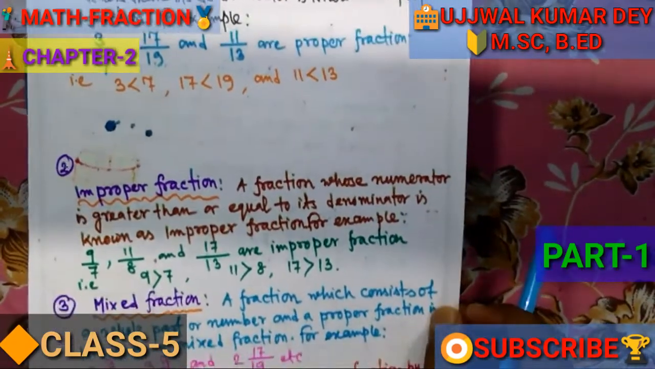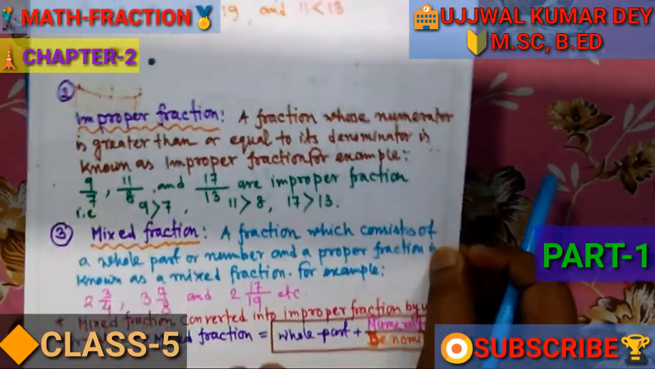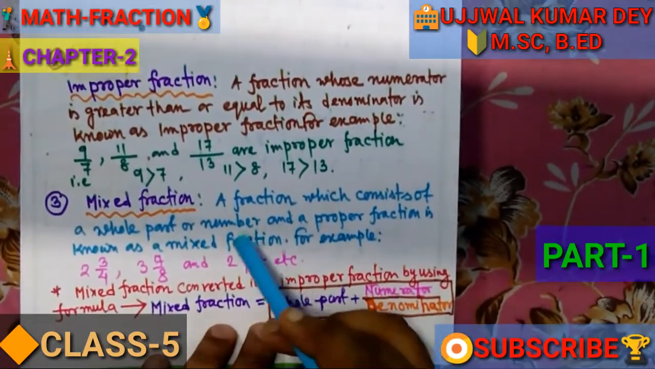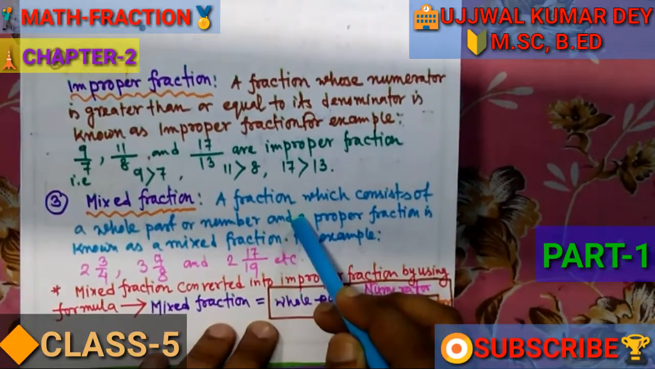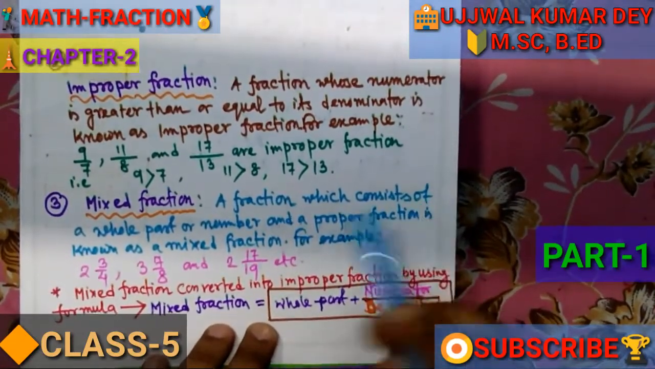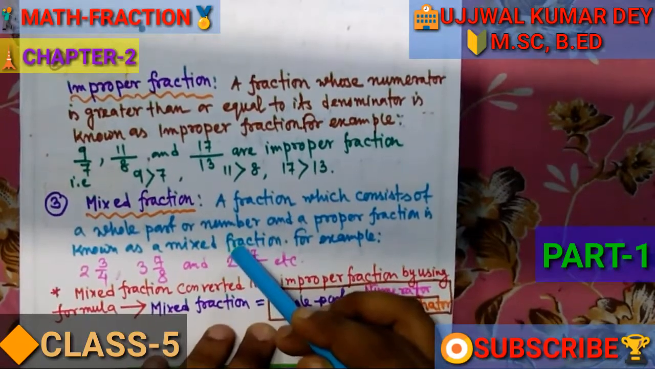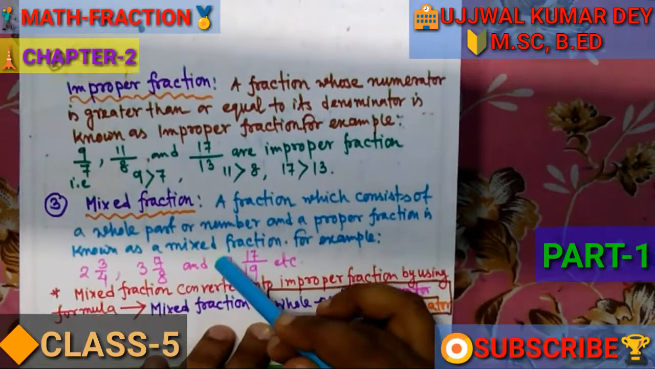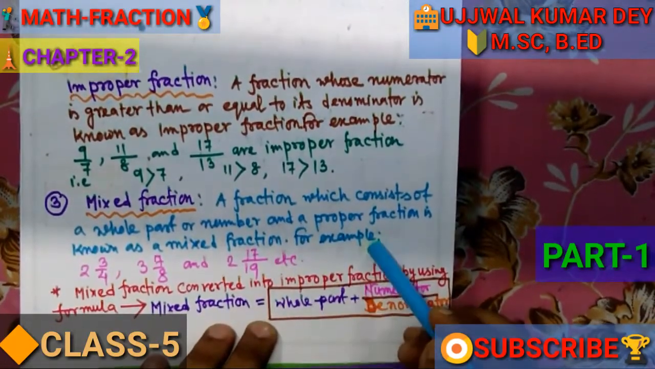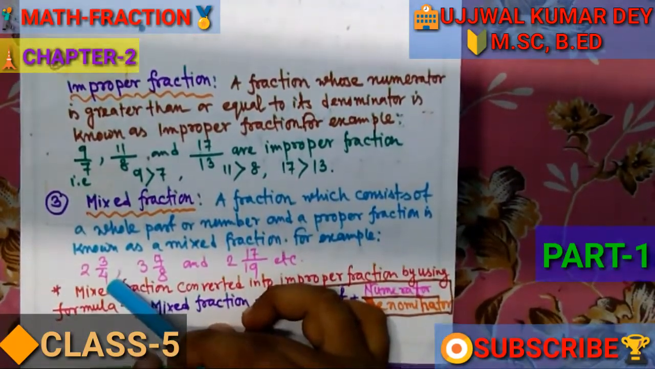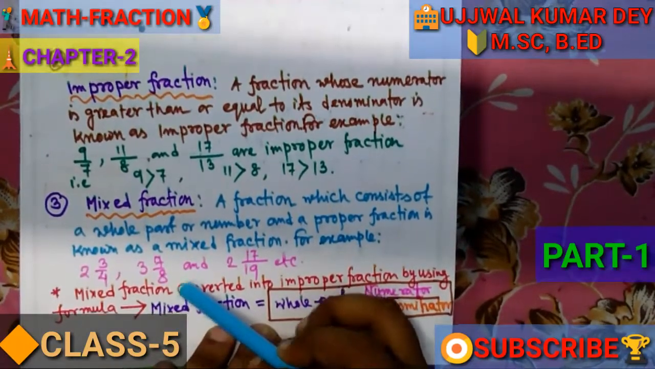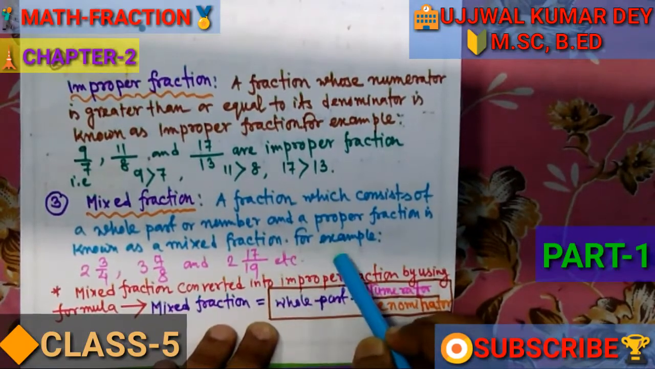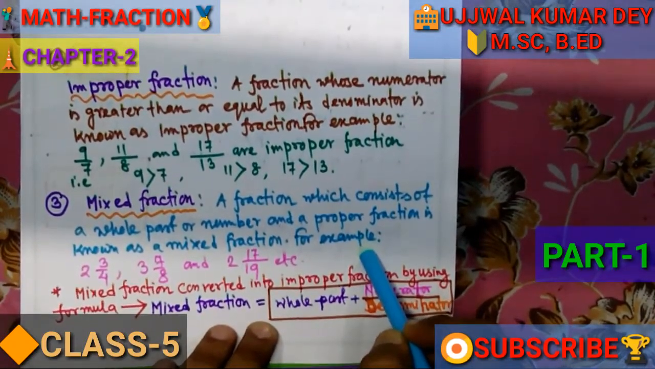Okay, so now we discuss the mixed fraction. Children, a mixed fraction is a fraction which consists of a whole number and a proper fraction. For example, 2 whole 3/4, 3 whole 7/8 and 2 whole 17/19. So a lot of examples are there here.